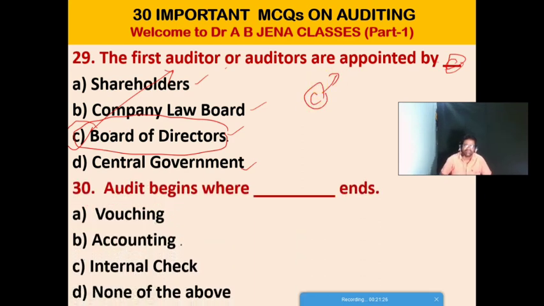Last but not the least is the vital MCQ: audit begins where which one ends? A, vouching. B, accounting. C, internal check. D, none of the above, friends. So B is the right option for this MCQ. Audit begins where accounting ends.